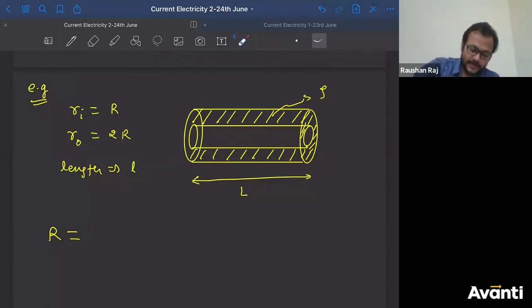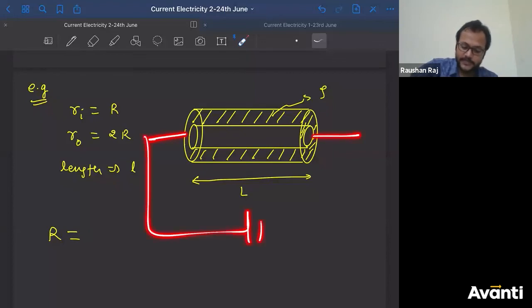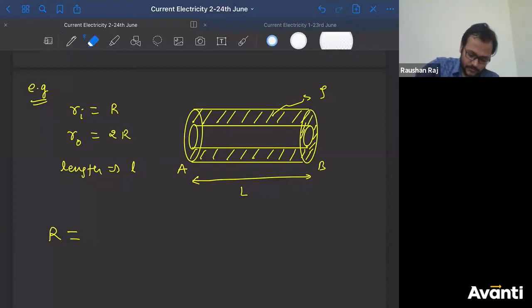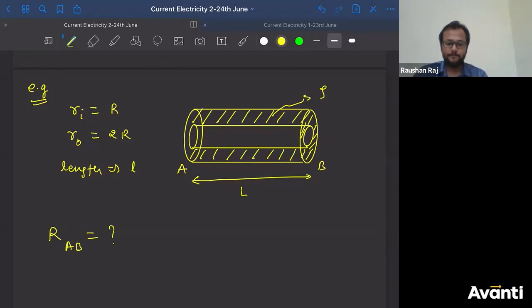If I connect a battery at this end and this end, then the resistance will be different. If I connect a battery across the inner and outer surface, then the resistance will be different. So you should ask me across which 2 points you want me to find the resistance. Let me call this point A, this is point B. The first question is find RAB. Second, if inner surface is P and outer surface is Q, तो find RPQ.